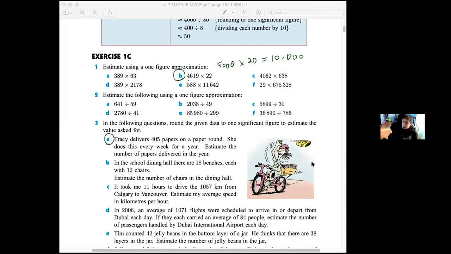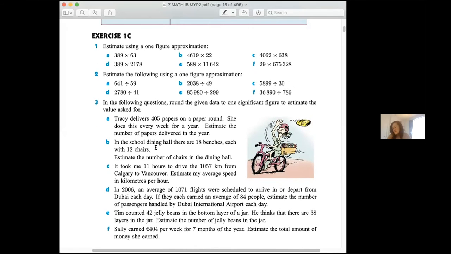Okay, 3A. For 3A, I rounded the 405 into 400. And there's 52 weeks in a year, so I rounded that to 50. And the answer I got was 20,000. Perfect. 400 times 50, 20,000. Okay, all right.